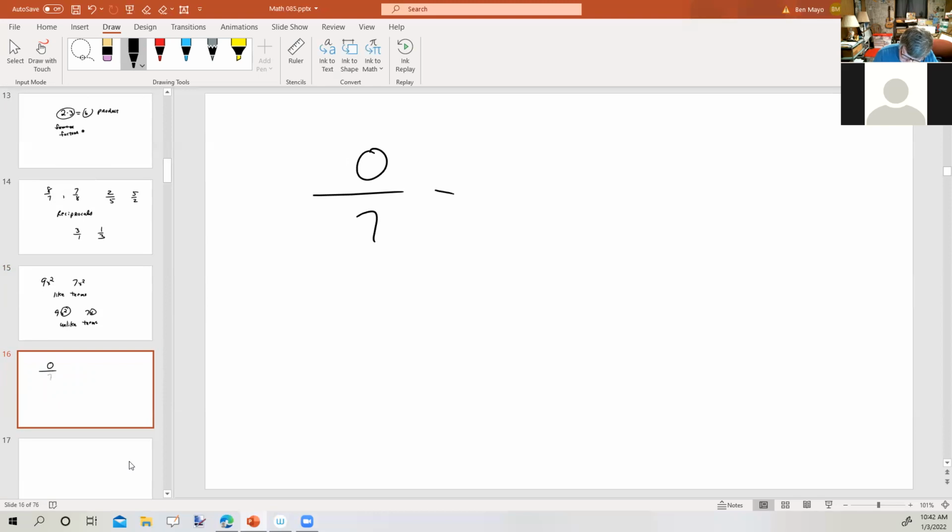0 divided by a non-zero number is equal to 0. But a non-zero number divided by 0, we say is undefined. Okay, so dividing by 0 is undefined. It's all fun and games till somebody divides by 0.